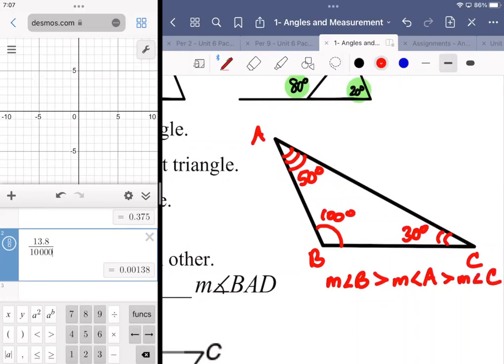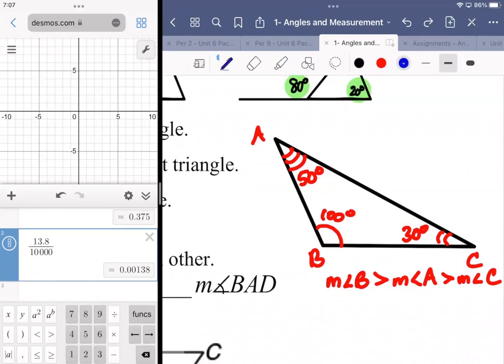Okay. All this is saying is this angle's the biggest, this one's the middle, and this is the small. All right. Biggest, middle, small. So when we name our sides in a triangle, whatever the angle is, opposite that angle is the corresponding side.